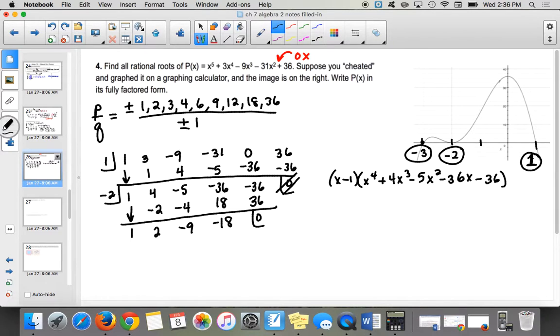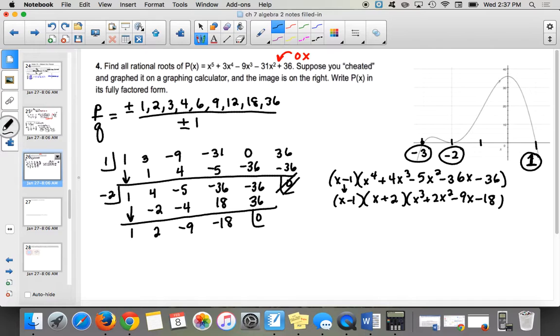So we get that. So now this other polynomial has now factored. It factored into x plus 2 because we had -2 working. And now it's x cubed, right? So x cubed plus 2x squared minus 9x minus 18. And then that x minus 1 just drops down, right? So we're like that.